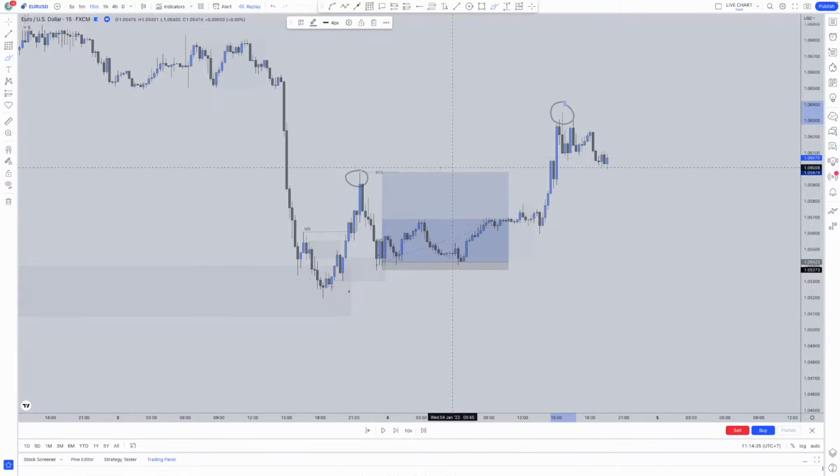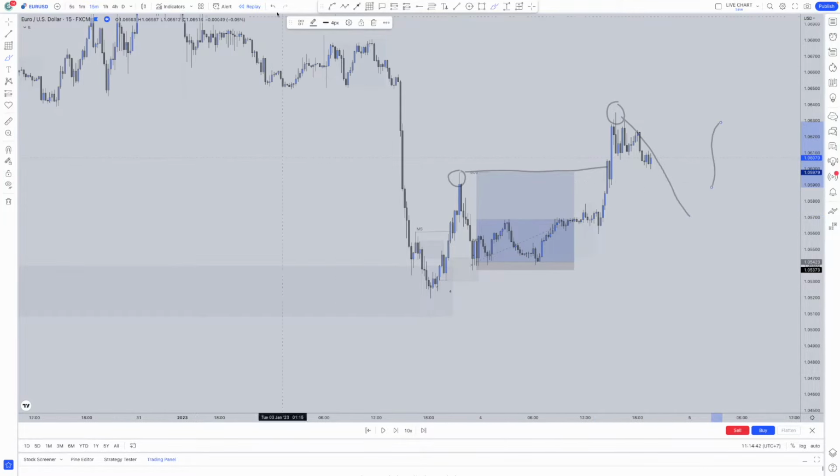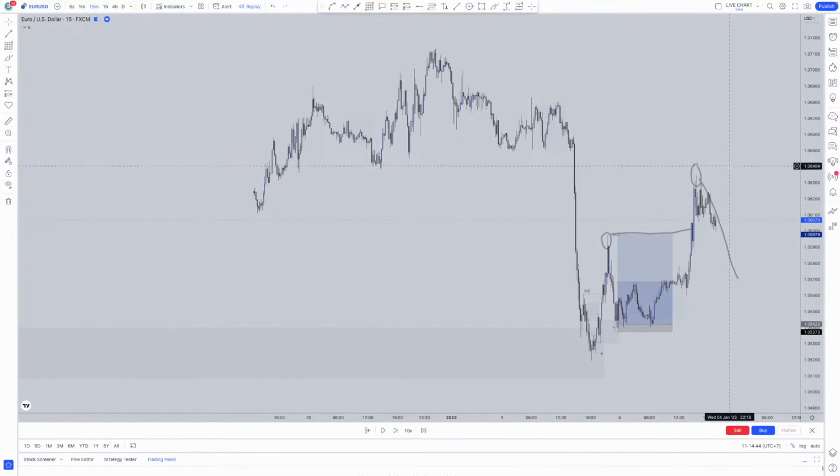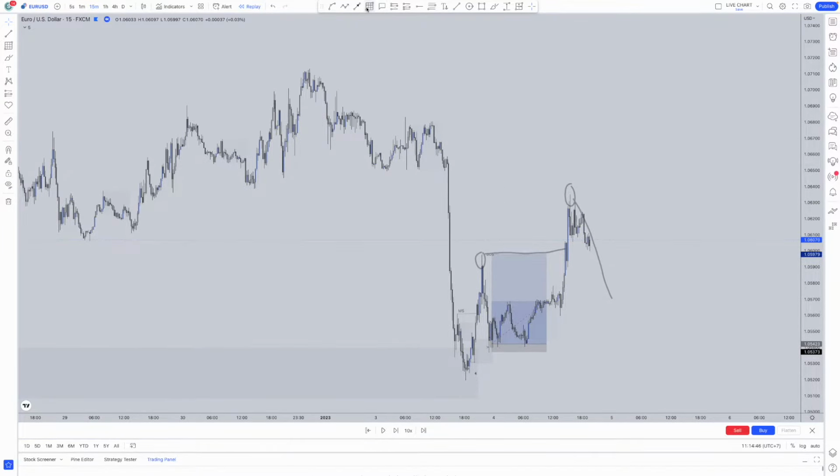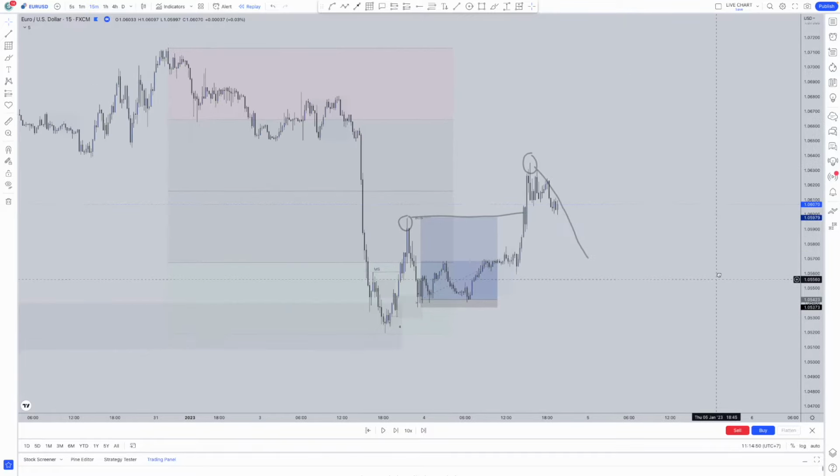Okay, so what usually happens after a break of structure? You can anticipate a pullback, and try and play both sides of the market, because you never know exactly where price is going to go. Say, you know, this is the leg. And let's look at price.